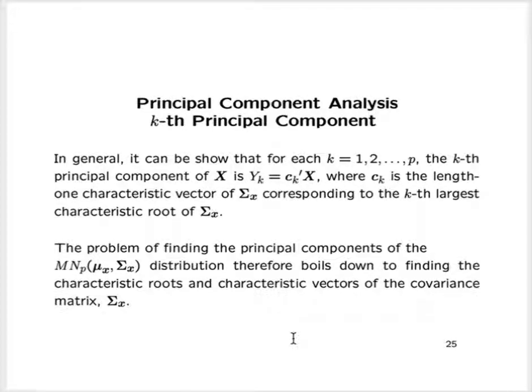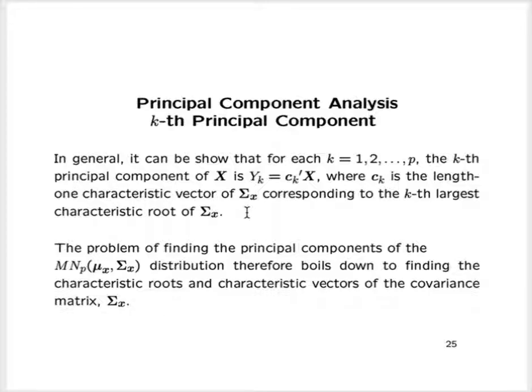Now, in general, it can be shown that for each k going from 1 to p, the kth principal component of x is given by this linear combination of the x's, c sub k prime times x, where c sub k is the length 1 characteristic vector of the covariance matrix of the x vector, corresponding to the kth largest characteristic root of cap sig.